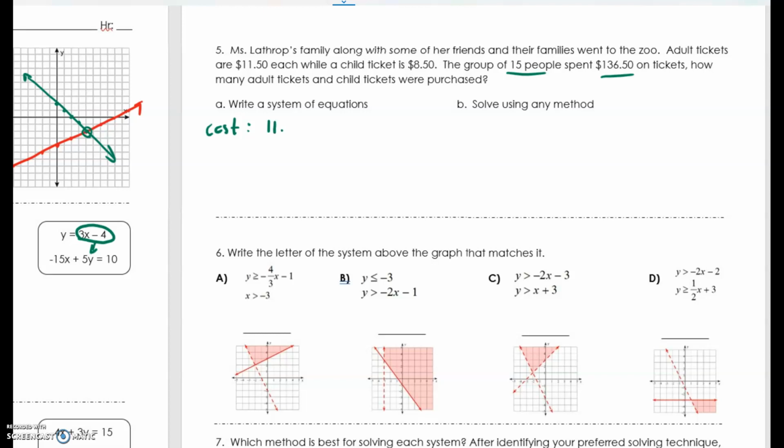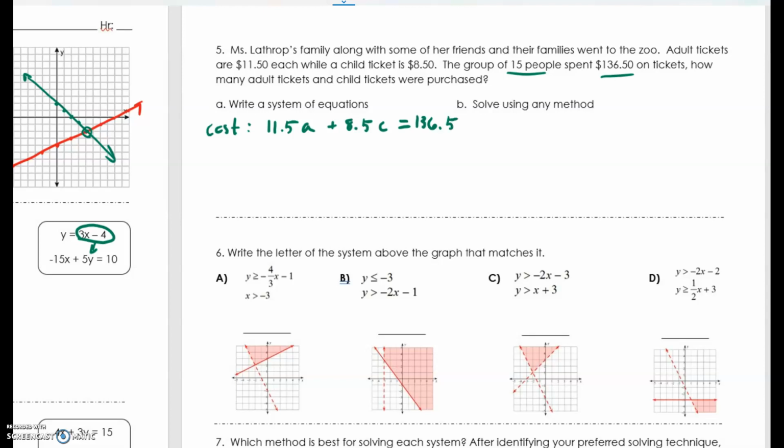So $11.50 times the adult tickets, plus $8.50 times the number of child tickets, equals the total amount spent, which was $136.50.